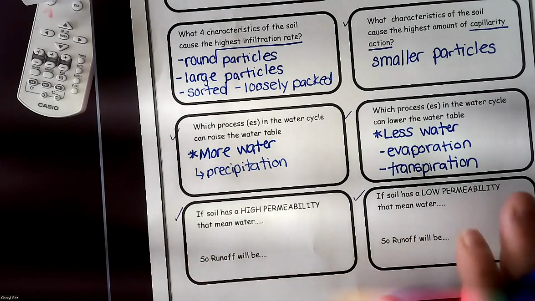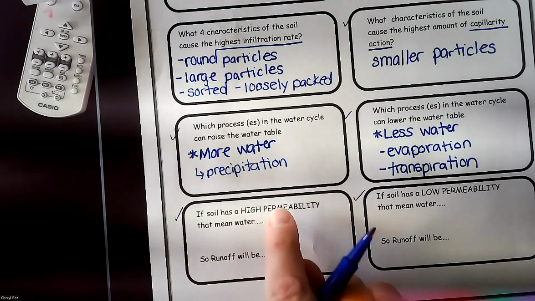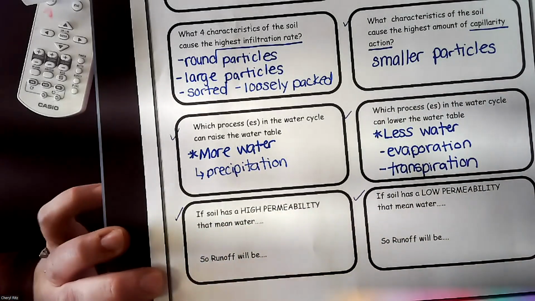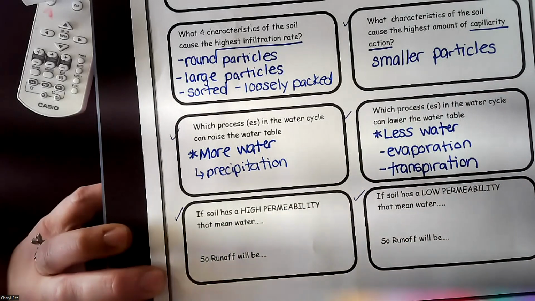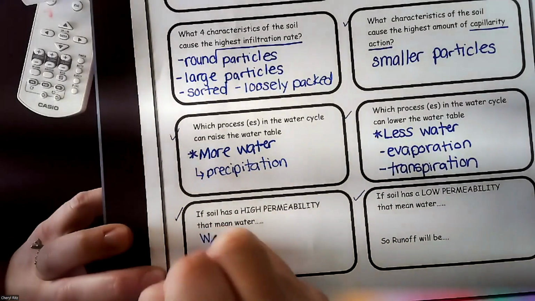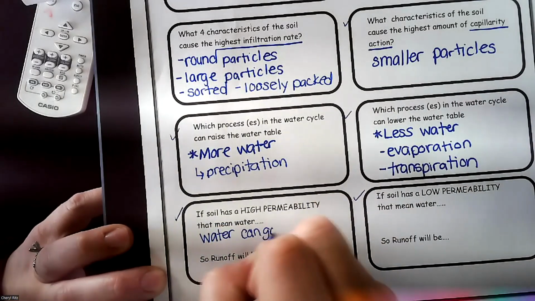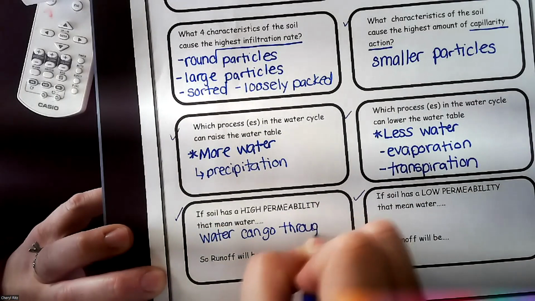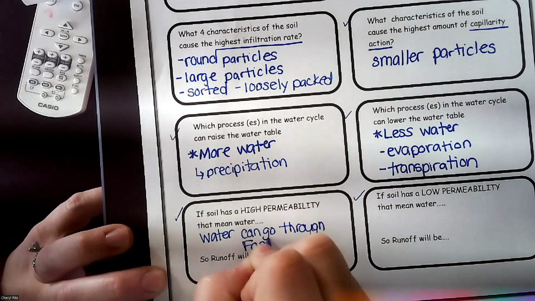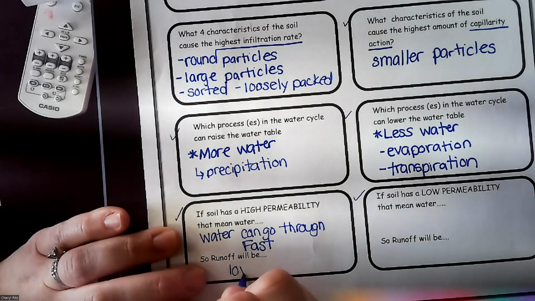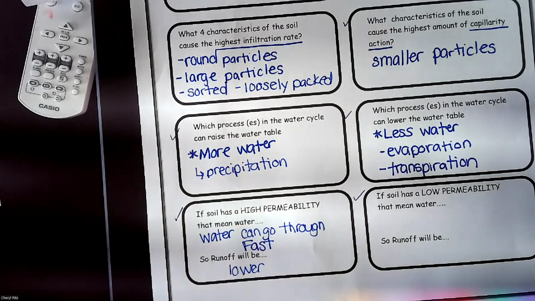Now, just to make sure you understand the concept, if soil has a high permeability, what's the water going to do? Okay, it means water can go through fast. And the higher the permeability, what happens to runoff? It will decrease or it'll be lower. We'll have less runoff when we have high permeability.